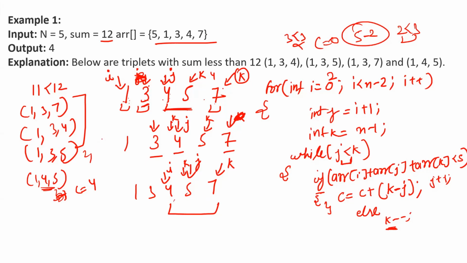So how many triplets did we get? We got 4. 1, 2, 3, 4. And hence 4 is our correct answer.